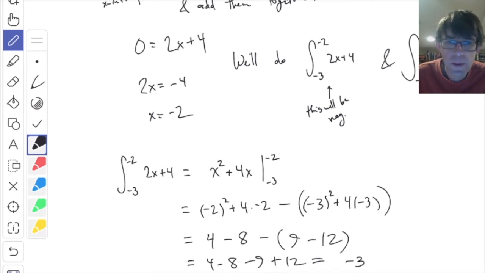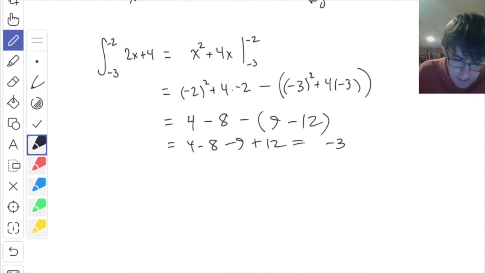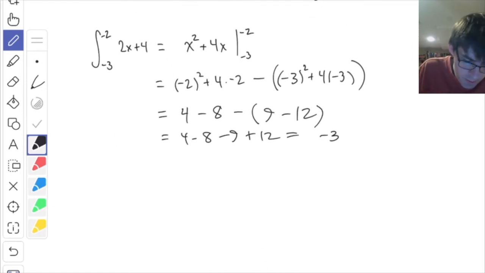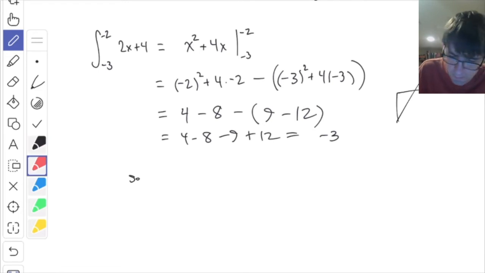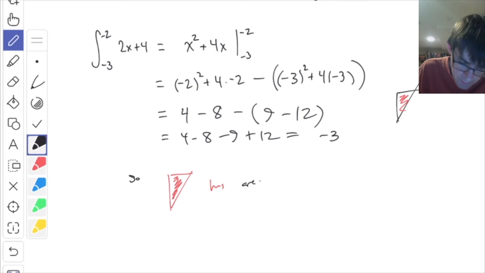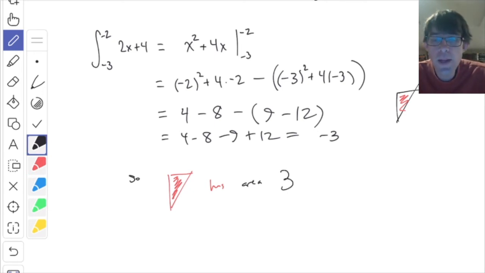Anybody disagree? I think it's negative 3. All right, and so on the picture, remember the picture had these two regions, right? So this one has area 3, right? When I did the integral, I got -3. That means the area is 3, and it's below the y-axis. In my final answer, I'm going to add this 3 plus whatever the other area is.